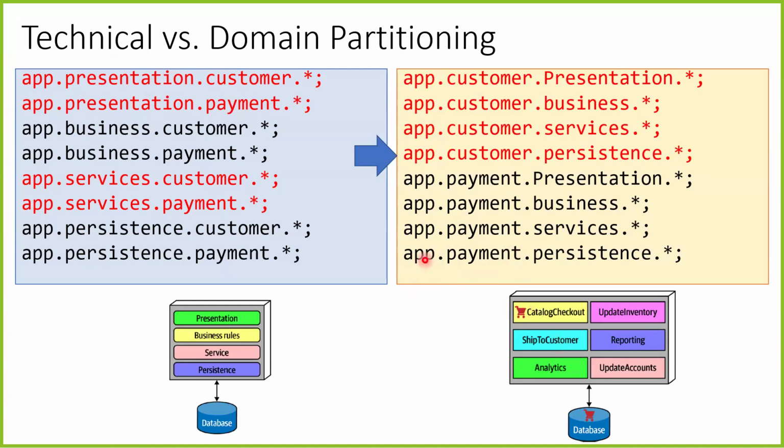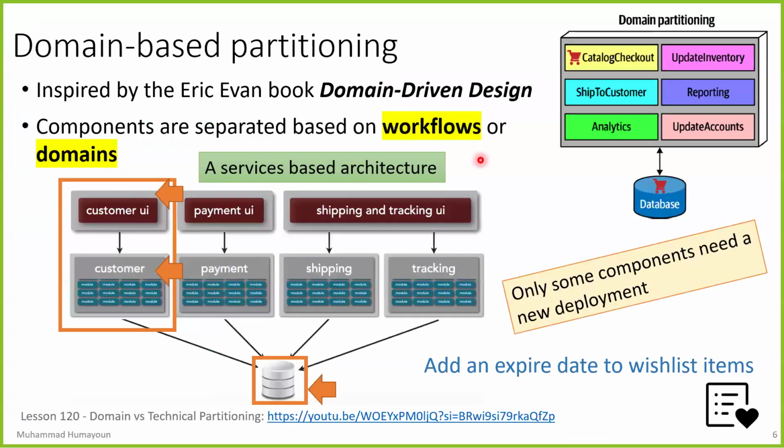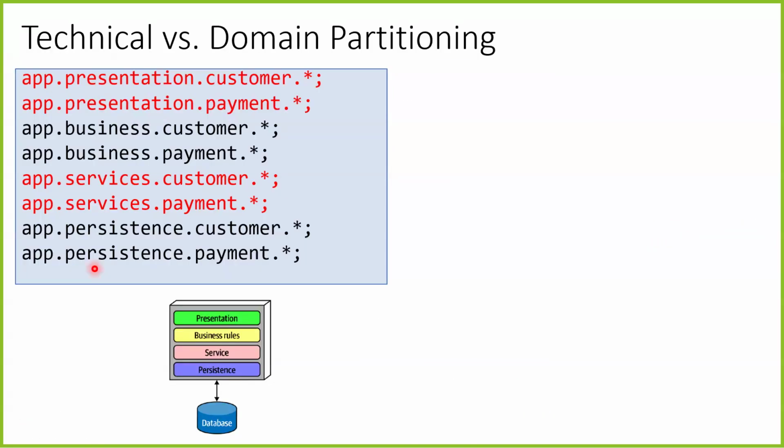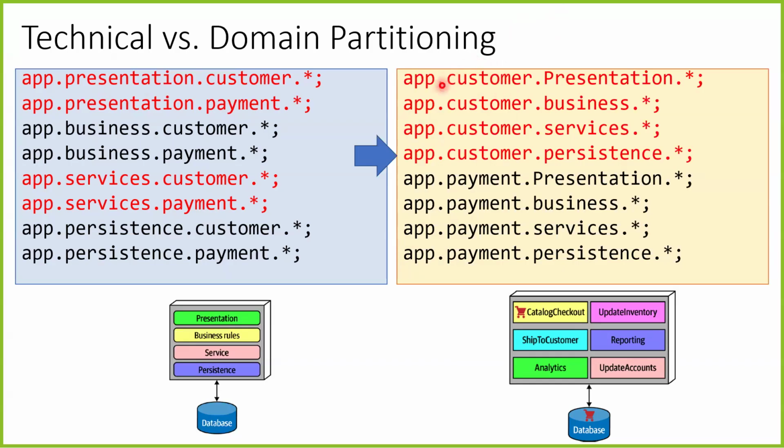So you have one component for customer, everything in there. I'm talking about this customer now here. Within that customer package, you have the presentation layer, business layer, service layer, persistence layer. And then within the payment package, you have, so these are your workflows, the domains. So within that domain, you have all the further layers. And within this domain, you have all these further layers: presentation, business, service, and persistence. So this is really the difference between technical and domain partitioning.